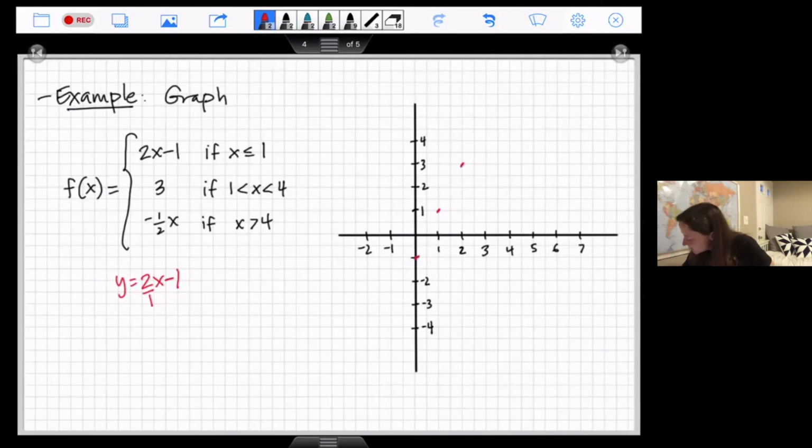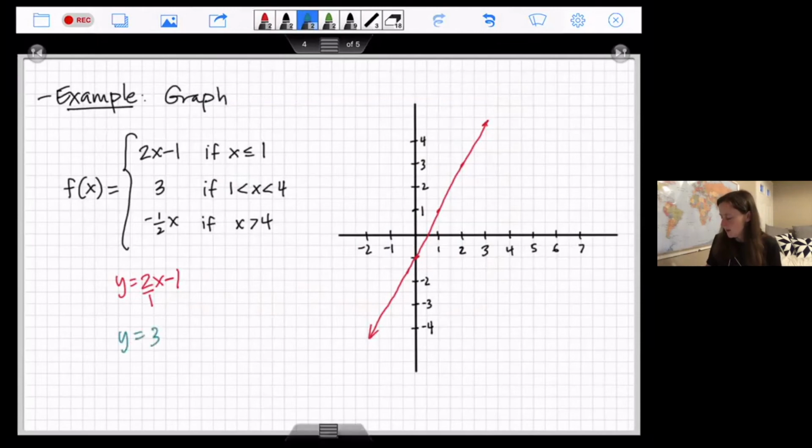And let's fill that in. All right, so our next line is 3. Okay, that's just y equals 3, f of x equals 3. And I recognize that equation as the graph of a horizontal line just at y equals 3.